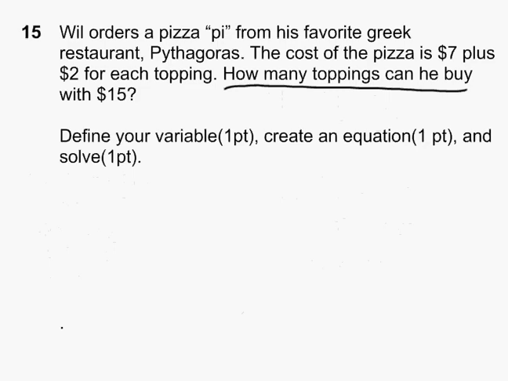All right, our story problems. It says, Will orders a pizza pie from his favorite Greek restaurant, Pythagoras. Oh, how clever. The cost of the pizza is $7 plus $2 for each topping. How many toppings can he buy for $15? So the first part is define your variable. x is going to equal how many toppings he can buy. I don't know how many he can buy.